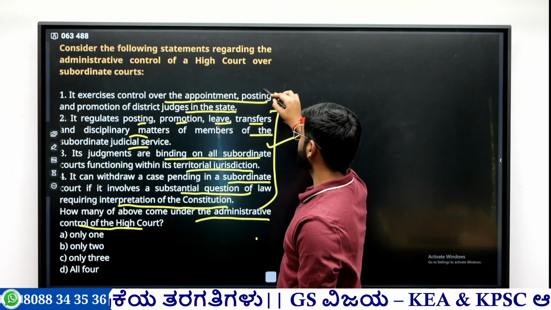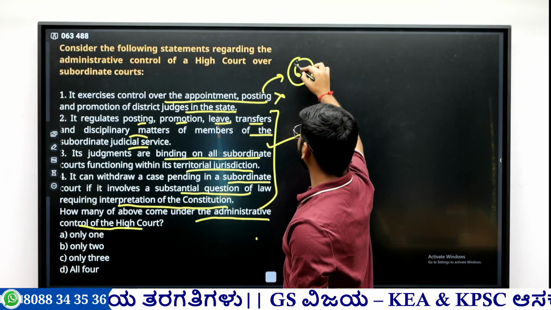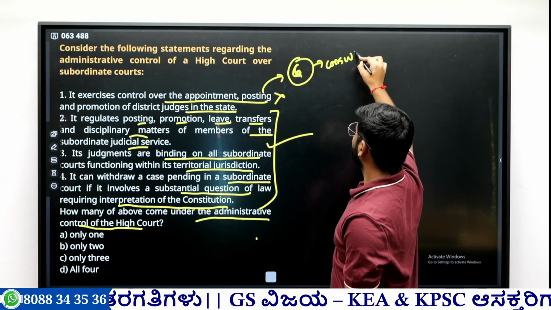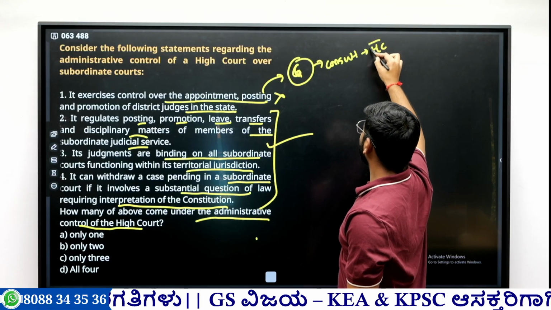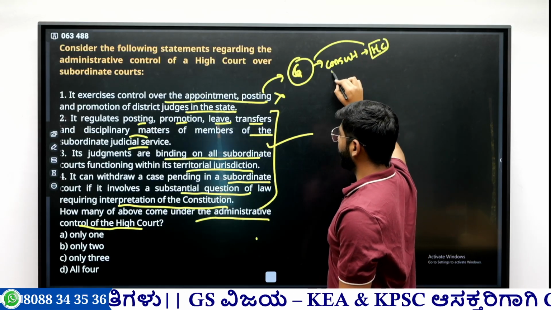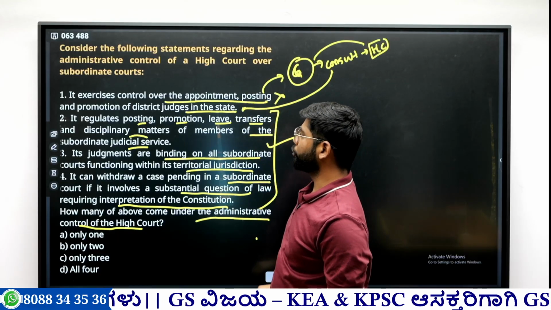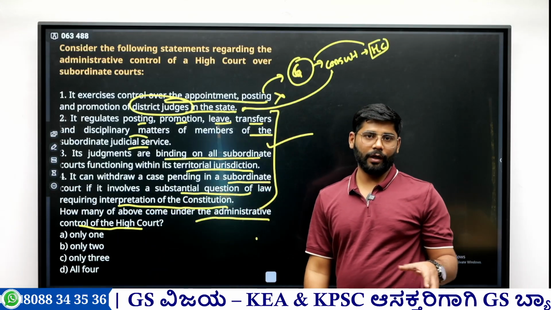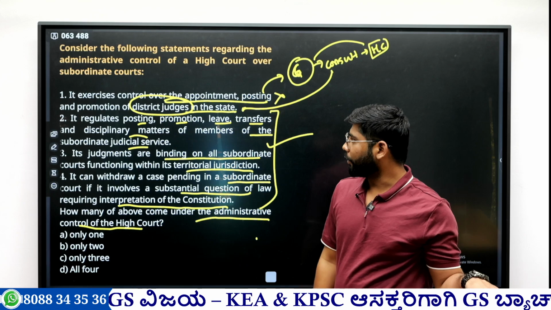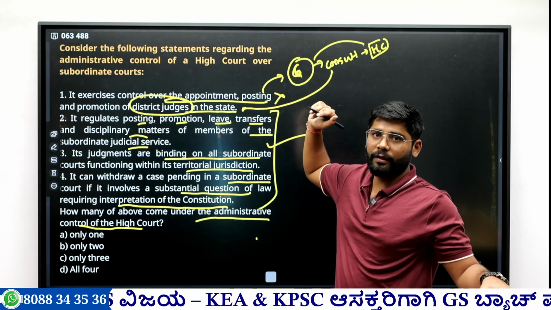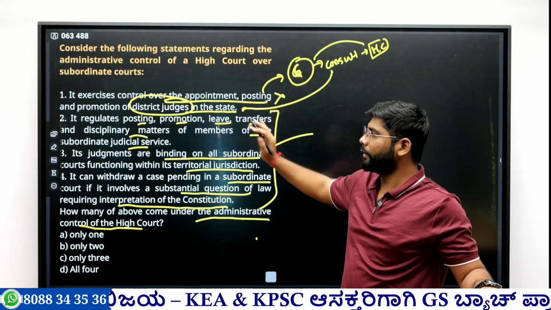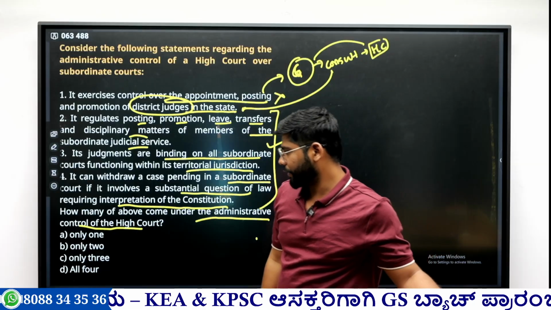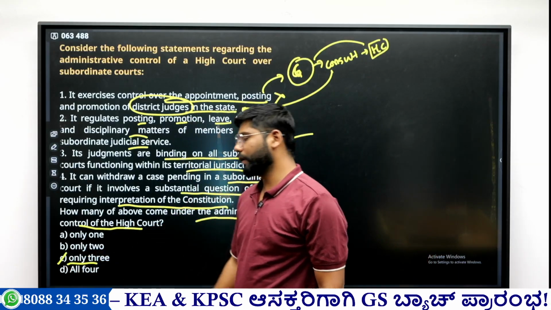Why is this wrong? Because it will give the recommendation, or the governor will consult with the High Court. Governor will consult with the High Court when he decides on the appointment, posting, promotion of district judge. So it is not administrative control of the High Court. When it comes to the governor consulting, then it becomes administrative control, but not on its own. So the correct option here is only 3. C is the correct option.